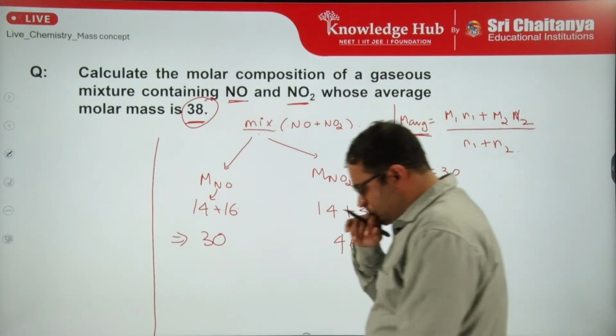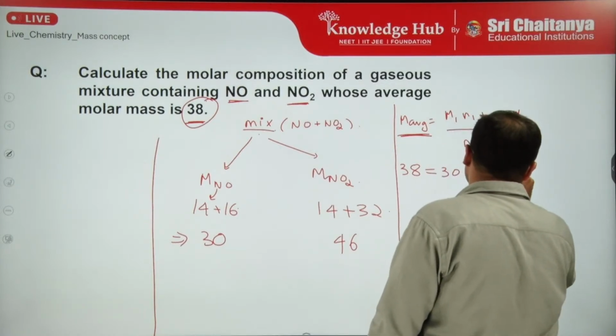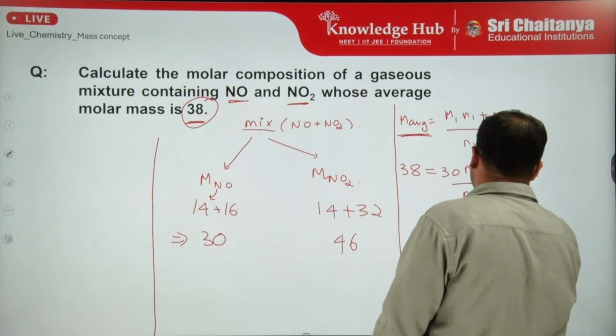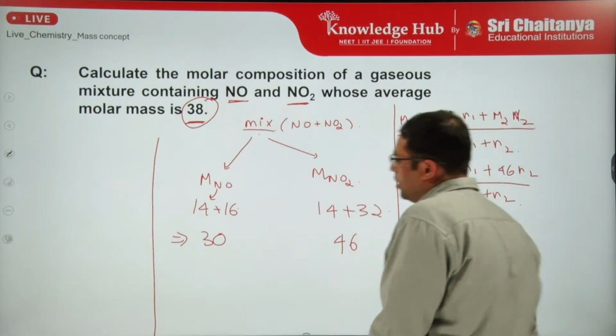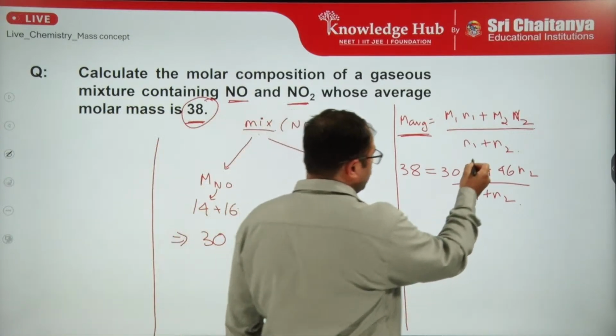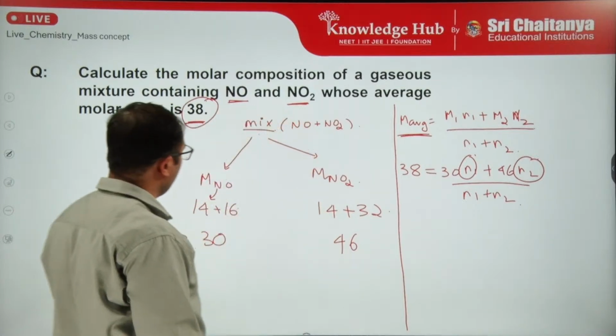Now here, see, if you write it like N1 plus 46 N2, you're going to be at a dead end. Why are you going to be at a dead end? Because N1 and N2 you do not know. You need to know one of them in order to solve this equation.